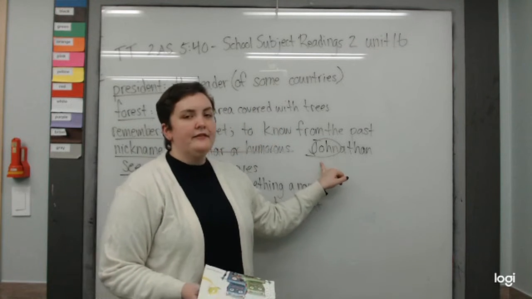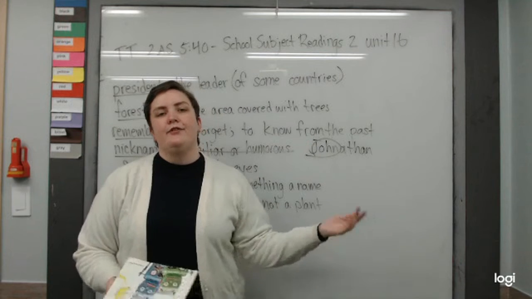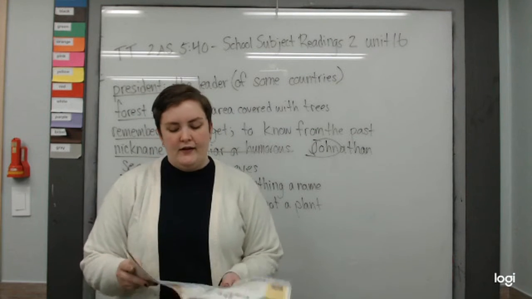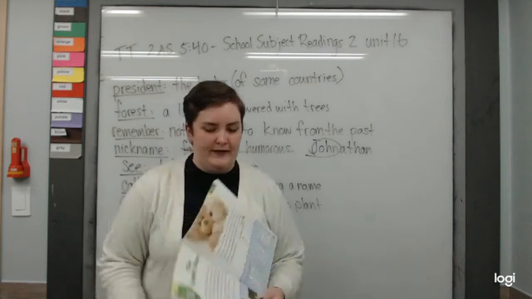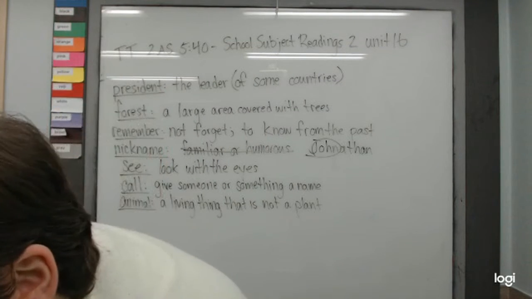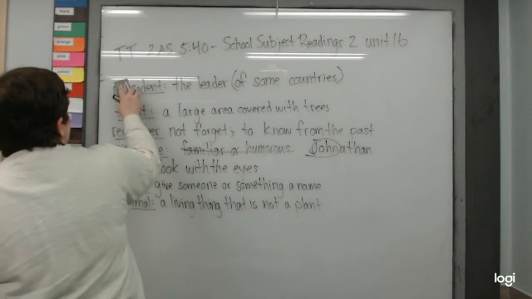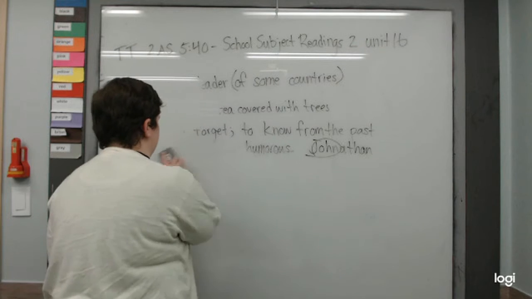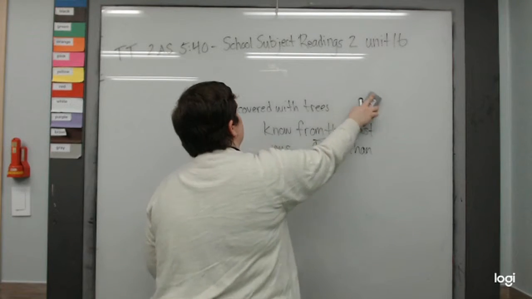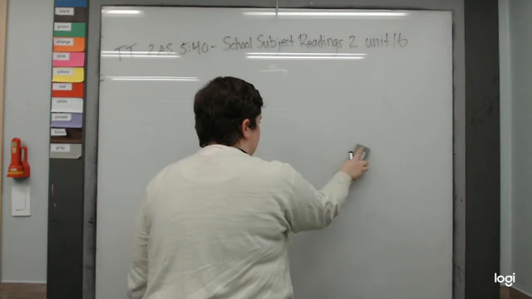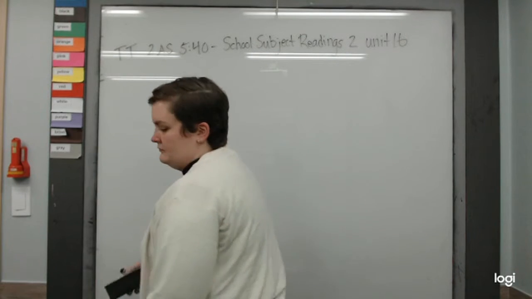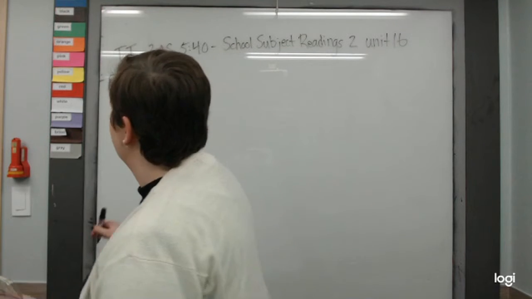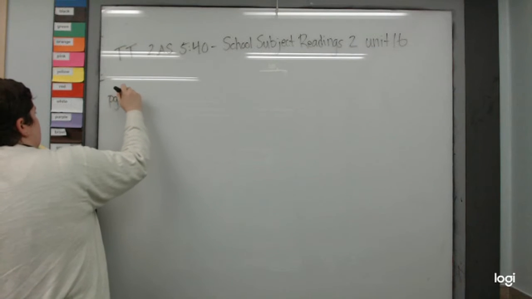So just like John is for Jonathan, Teddy is for Theodore. Teddy is much easier than Theodore. So we say Teddy. Okay, please do pages 70 and 71 now.